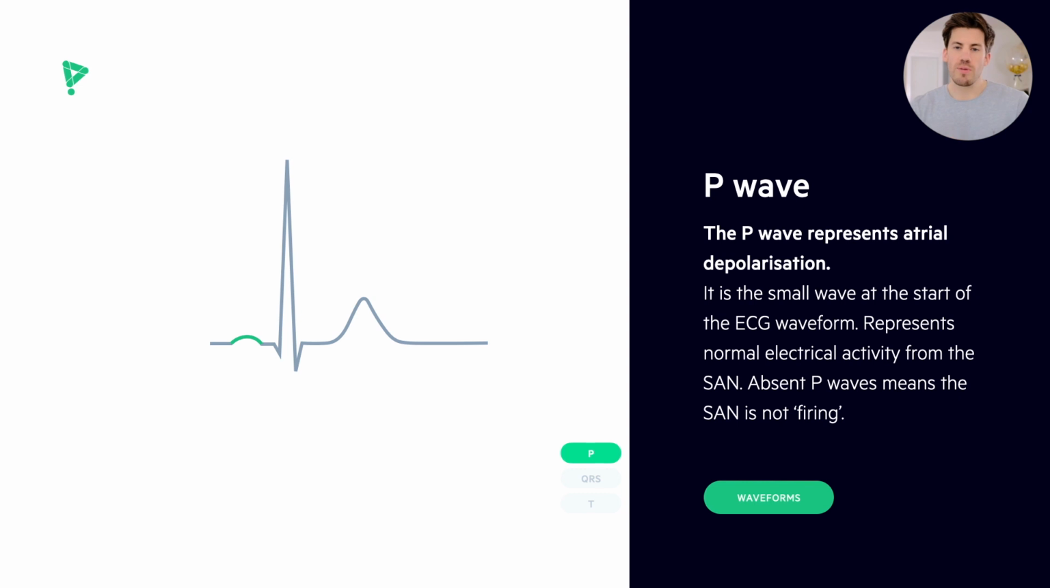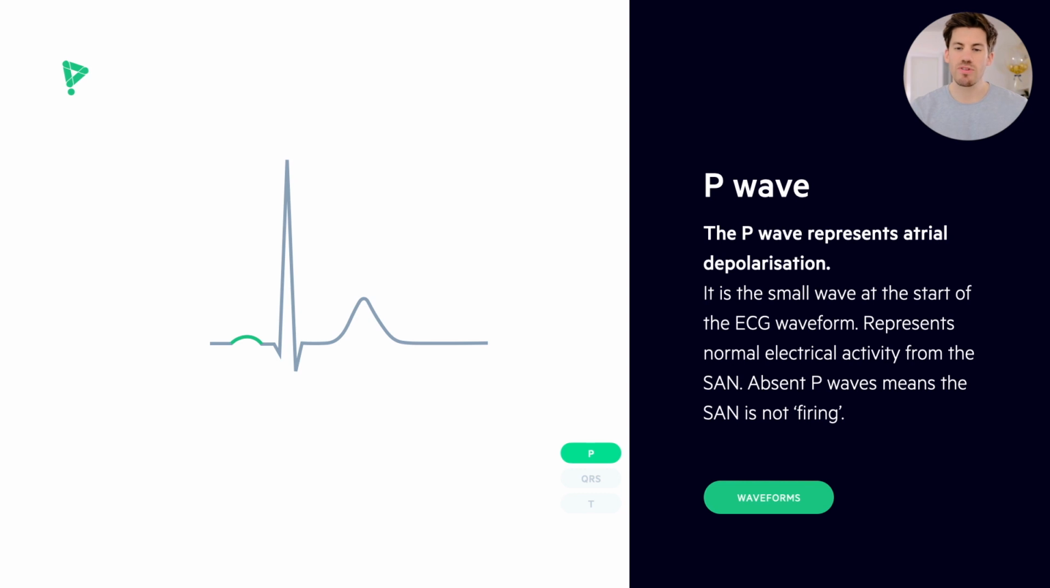Starting with the P wave. This is the first component of the typical standard waveform on an ECG. The P wave represents atrial depolarization. Think of depolarization as electrical activity being initiated. It's the small wave at the start of the ECG waveform, and it represents normal electrical activity from the sinoatrial node. As that's going up, you're getting a slow depolarization from the sinoatrial node throughout the atria to the atrioventricular node.